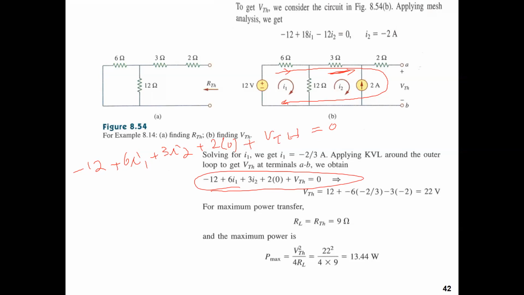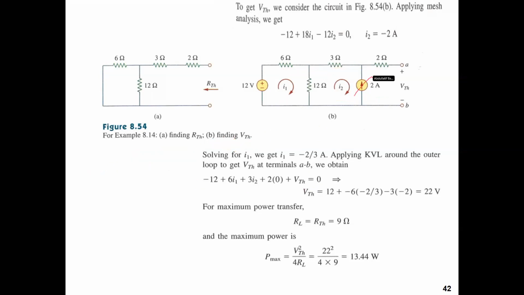Now, finding RTH, sorry. Remove the sources: open the current source, short the voltage source. Redraw the circuit, which is this one here. Again, the 6 ohm could be replaced here if you want. So these two now are in parallel: 6 in parallel with the 12 plus 3 plus 2. Always start from the far end, opposite. So RTH would be 5 plus 6 in parallel with the rest.